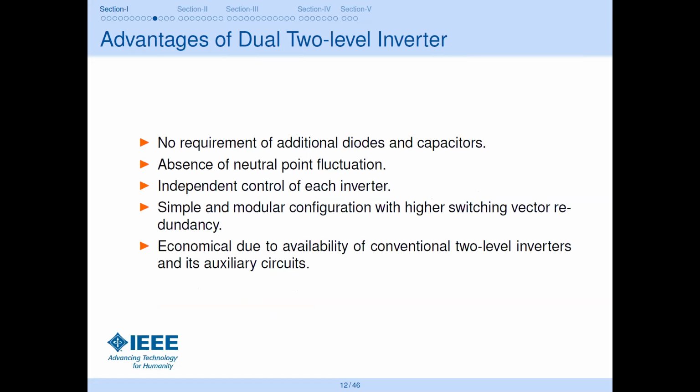Independent control of each inverter can be done. So you have two 2-level inverters, and both can be controlled together, or independent control can be provided. It's a simple modular configuration with higher switching vector redundancy. I'll explain those in the further slides. And it is economical, as I mentioned, due to the availability of the conventional 2-level inverter and its auxiliary circuit.